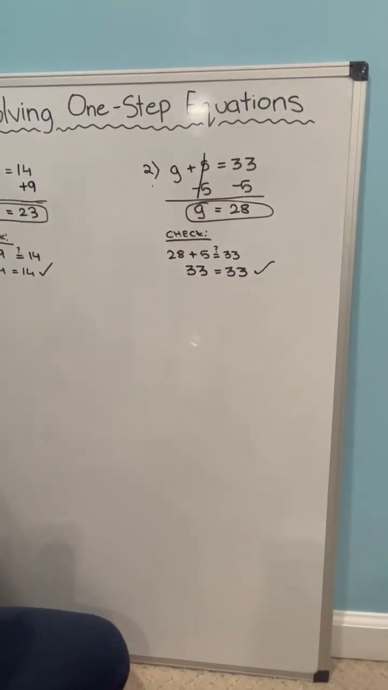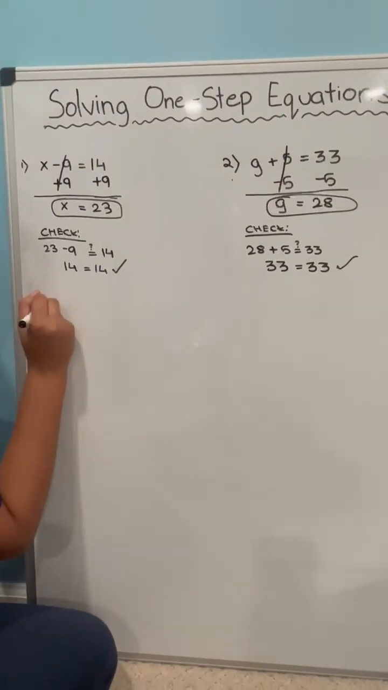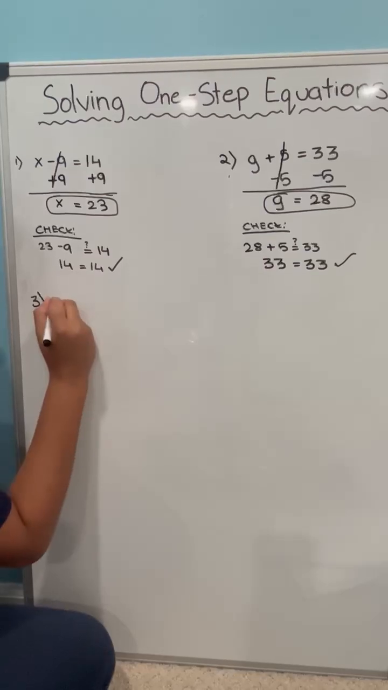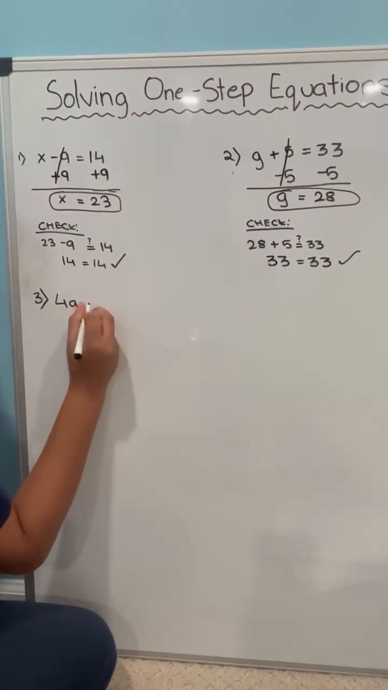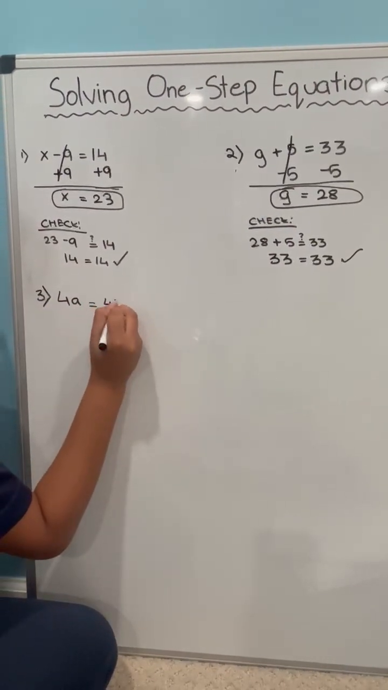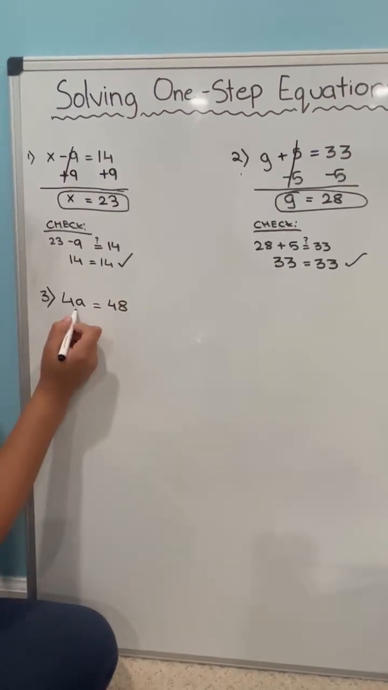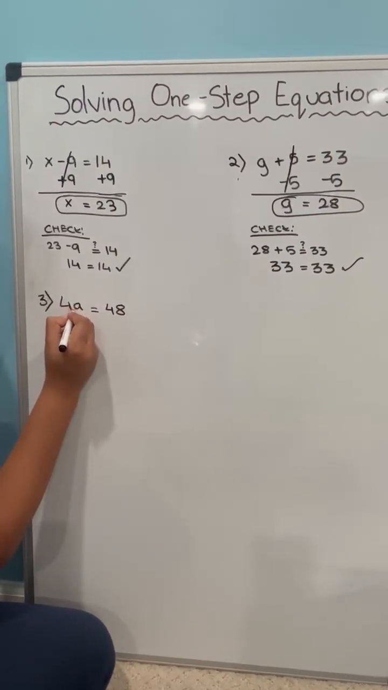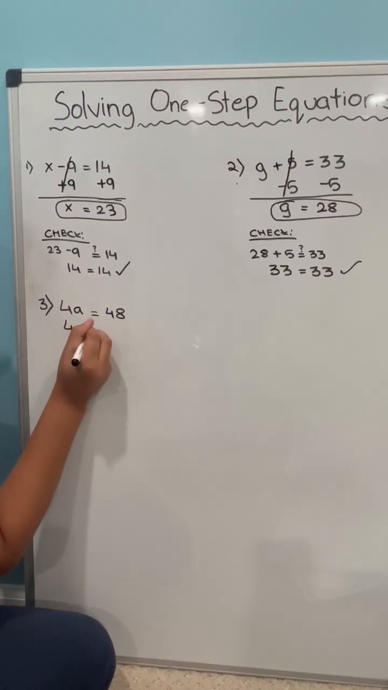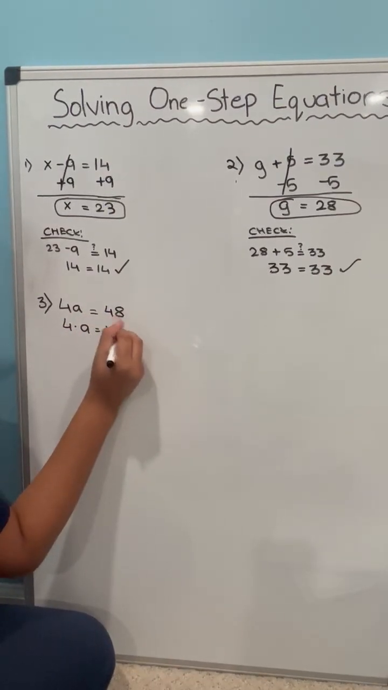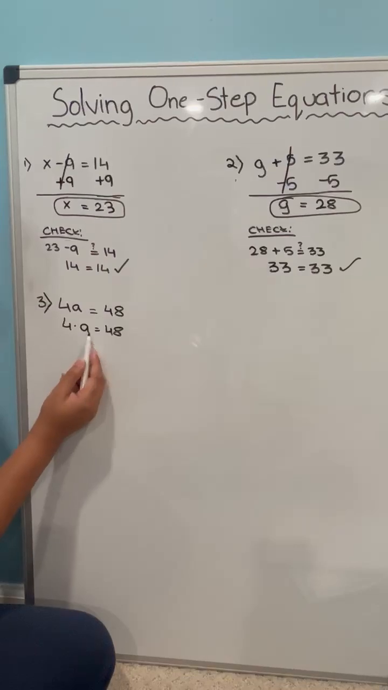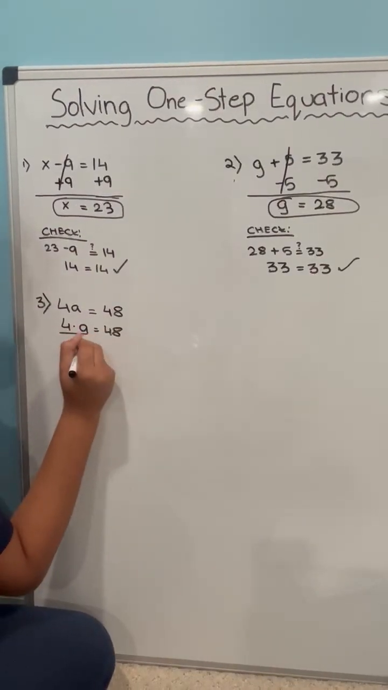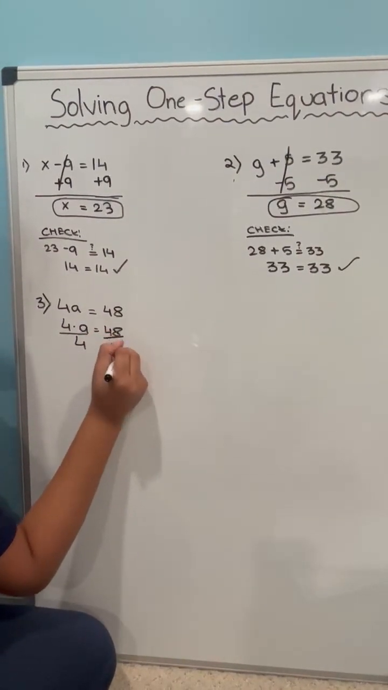Now here's a bit of a different type of question. You have 4a equals 48. Here, 4 and a are multiplied, so it's basically 4 times a equals 48. Now you want to isolate a, so simply divide by 4. Just do the opposite of the operation.